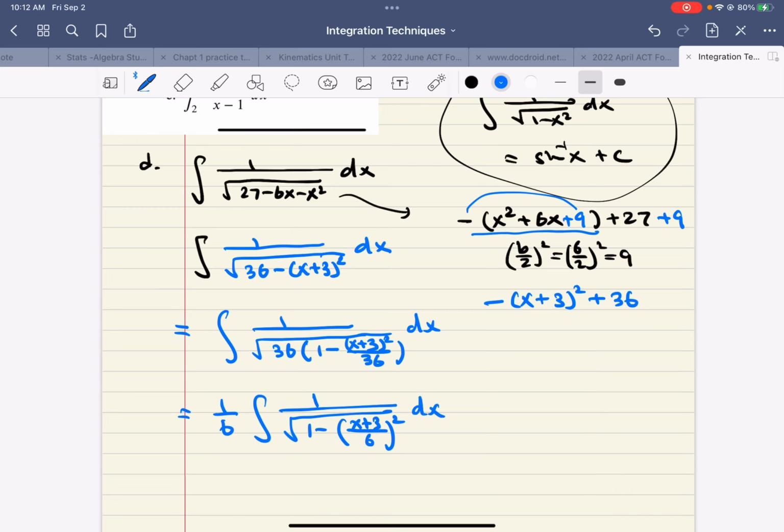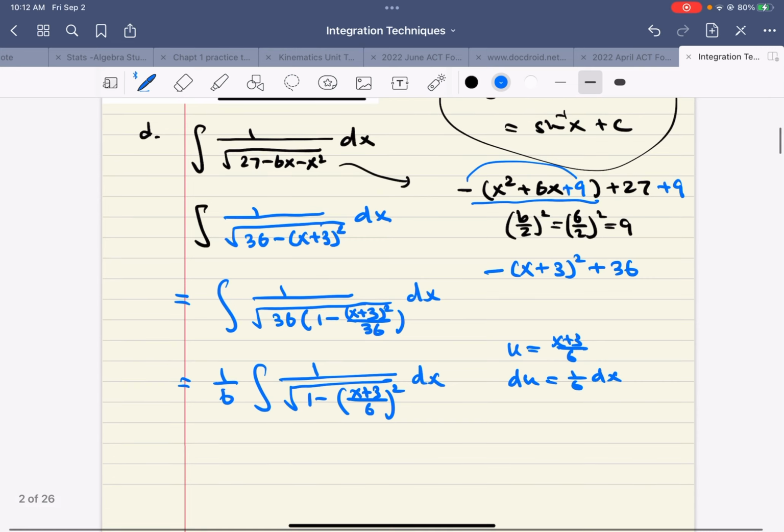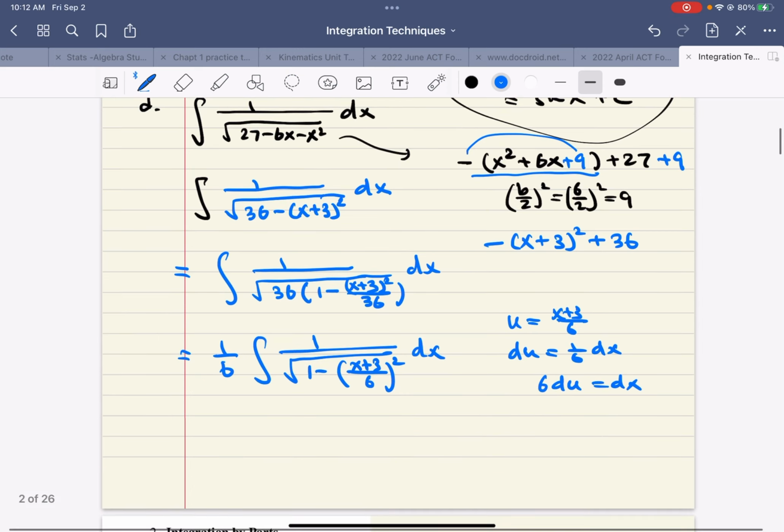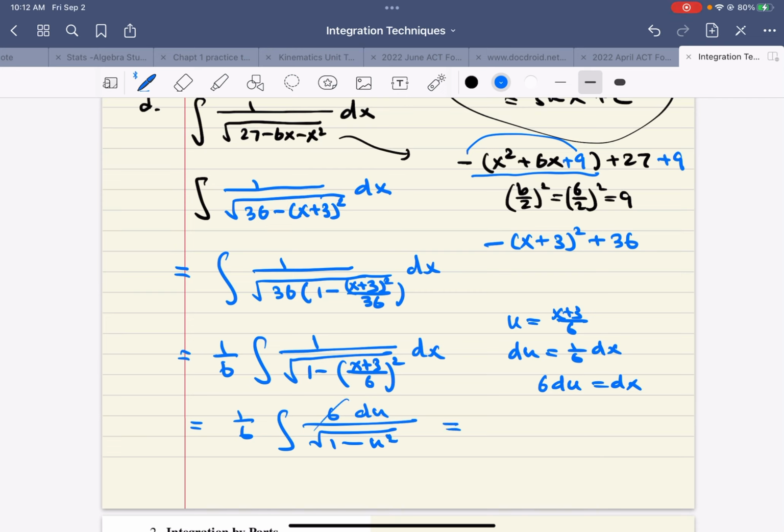Okay, let's do u sub. U equals x plus 3 over 6. So du equals 1 over 6 dx. Okay, so 6 du equals dx. So this one will change it to 1 over 6 integral. Then 6 du root 1 minus u square. Okay, then this 6 cancel out. So 1 over root 1 minus u square du.